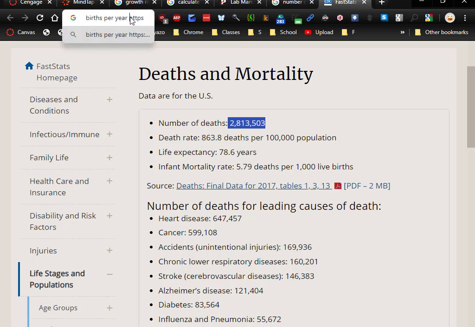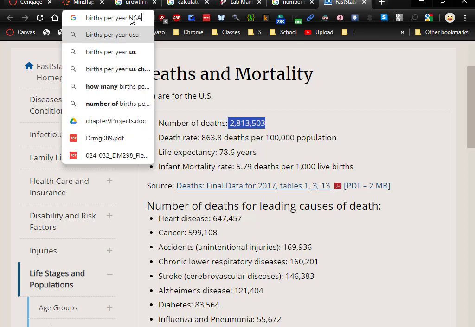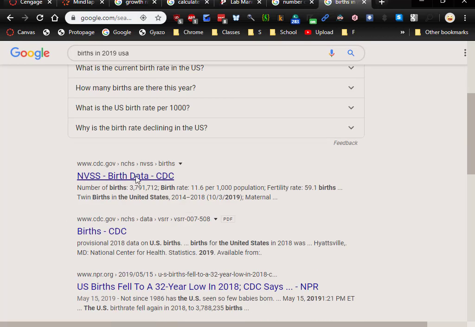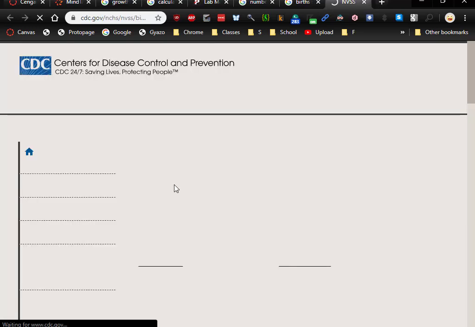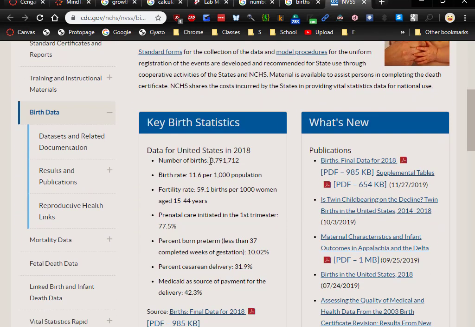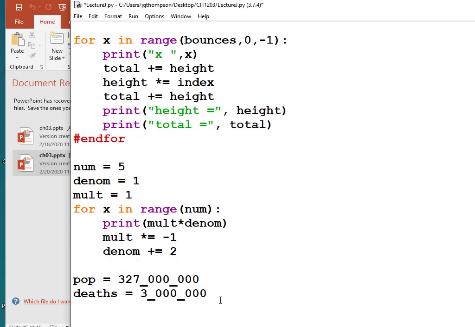Births per year in the USA, or how about births in 2019? The number of births was 3,791,000, so let's just say 3,700,000, okay.